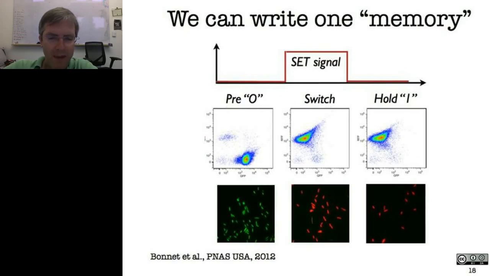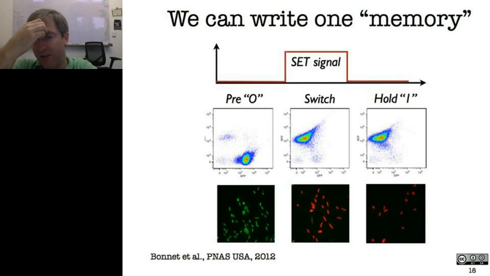So for example, we can take cells in the green state, that's shown in the microscope image at the bottom. The middle row here shows two-color cytometry. If you see a cluster of cells towards the bottom right of the graph, that means they're green. If a cluster of cells is in the top left of the graph, that means they're red.